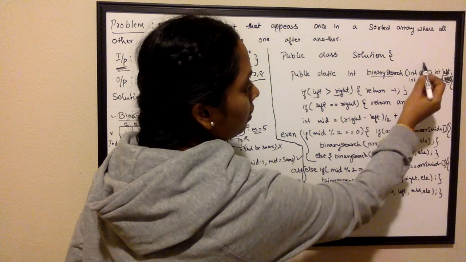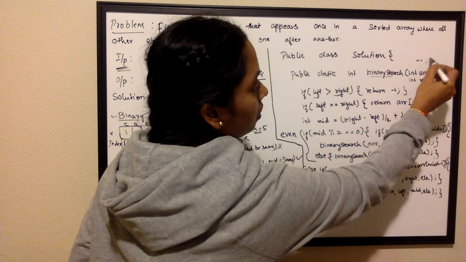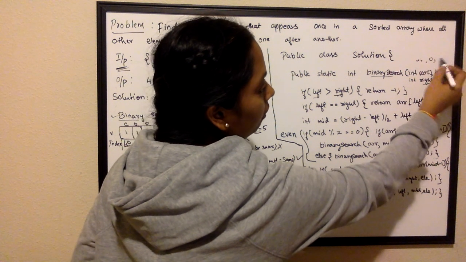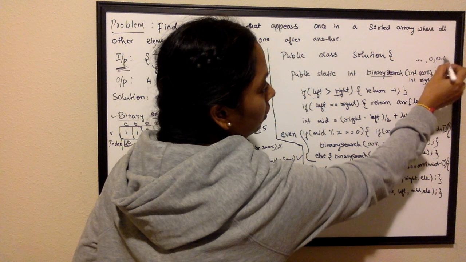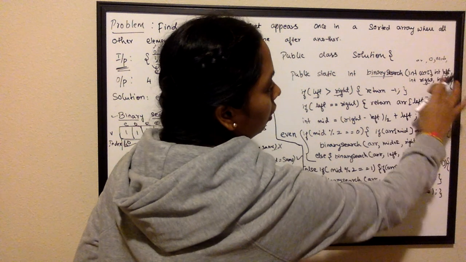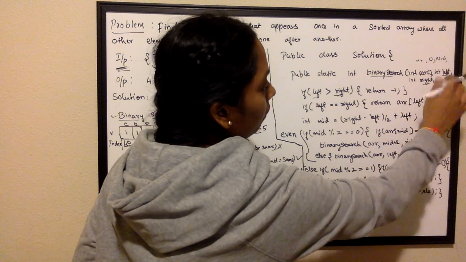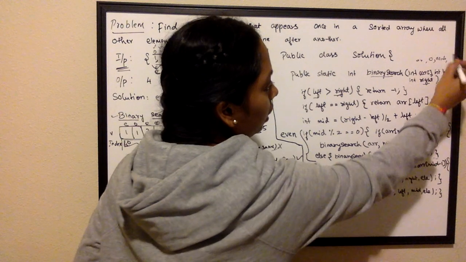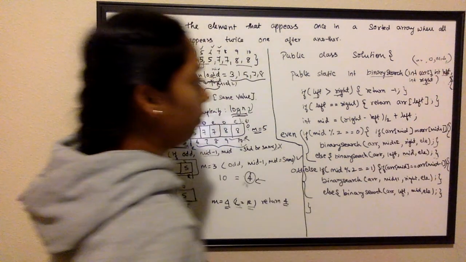So when you're calling it the first time, it will be the array, the left will be 0, and right will be the array length, and element to find. The element to find, we do not have anything to search for, so we don't need that. So this will be our input.